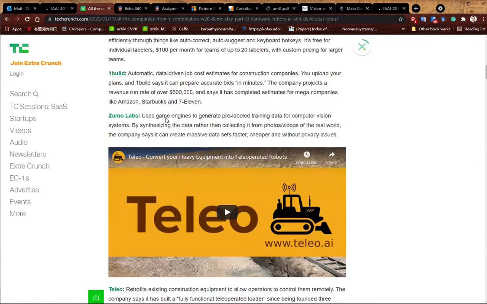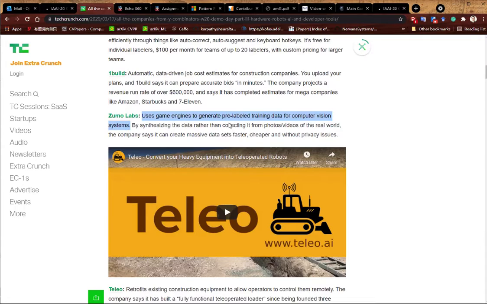So Zumo Labs uses a game engine to generate pre-labeled training data for computer vision systems. It's AI, much computer vision related. It's about image generation, right? In computer vision, we need a lot of images to feed into the system to train our model, right? But there are many privacy issues, or IP issues, in getting the data from online.